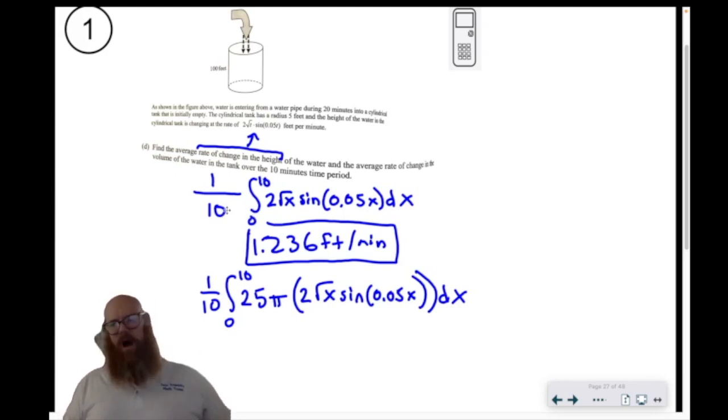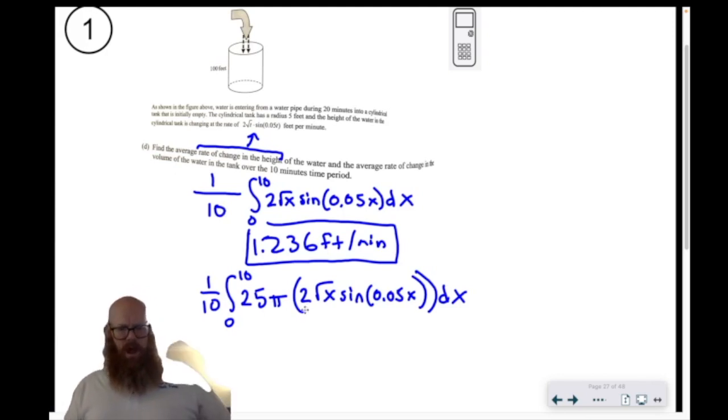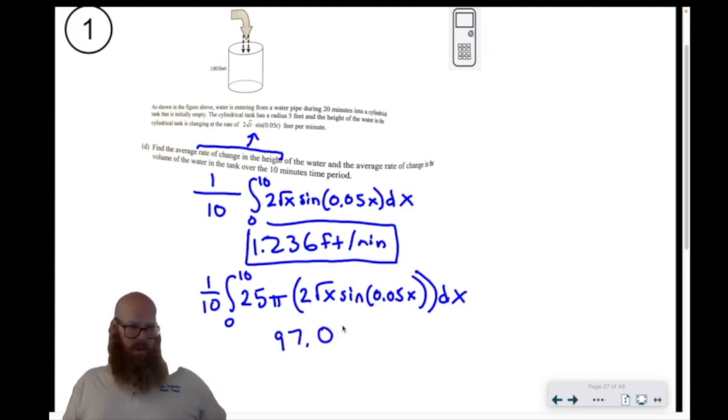But we don't have the volume. But again, when you do that, that is this. So it's just a perspective shift. I'm looking at it from the average value of the rate of change function, as opposed to just the average rate of change of the volume. Okay, so then this is just calculator. And if you put that in the calculator, you should get 97.066 cubic feet per minute.